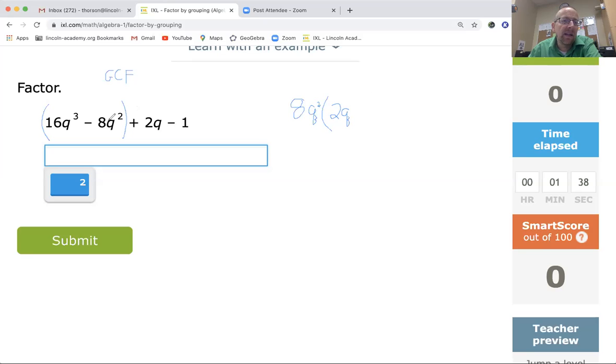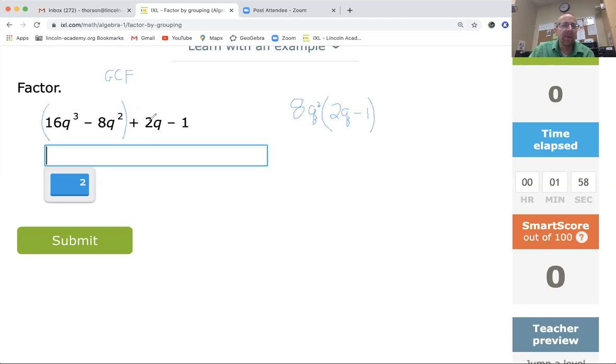And then when I divide 8q squared by an 8q squared, a lot of students forget this. What happens when we divide this term by itself? Yes, you always are left with at least 1. Now this happens to be a minus 1, so we put a minus 1.